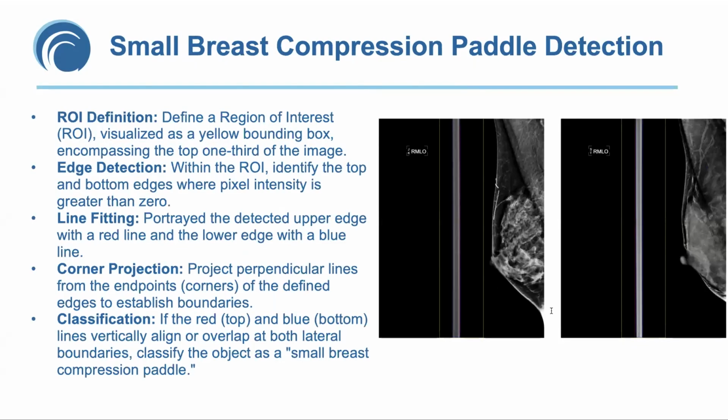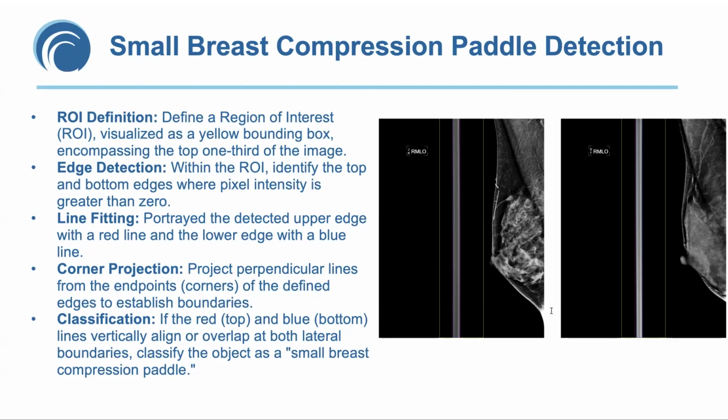One method that I developed is a small breast compression paddle detection. We start out with the ROI definition, which is a region of interest. As you see on the right, this is a yellow bounding box, which is around 1/3 of the image. Then we do edge detection only on the top and bottom of the image. We say that whatever the intensity is greater than 0, not black, we can count it as our detection. Then for visual purposes, we do line fitting. On the top, for example, we have a red line with intensity greater than 0, and blue on the bottom, the same thing.